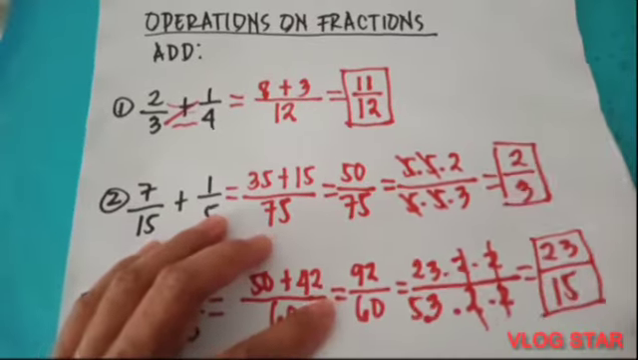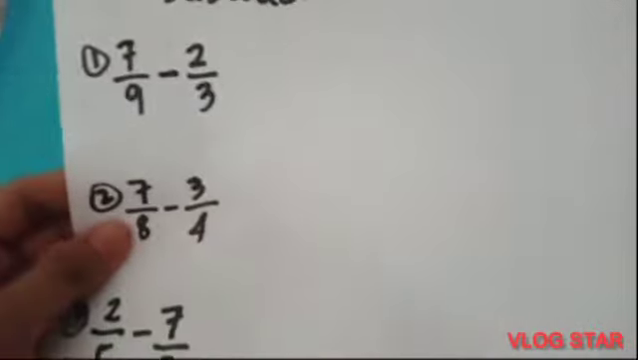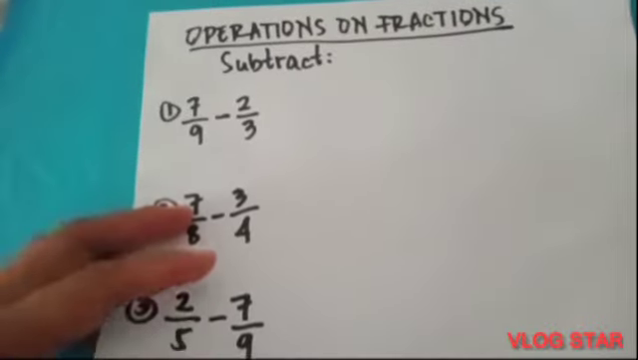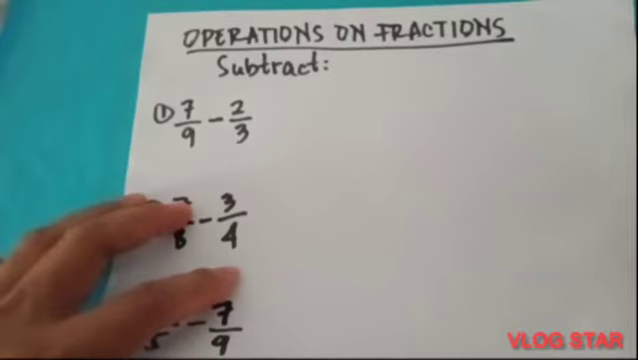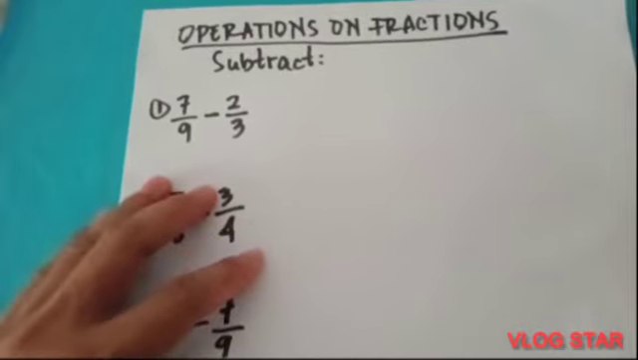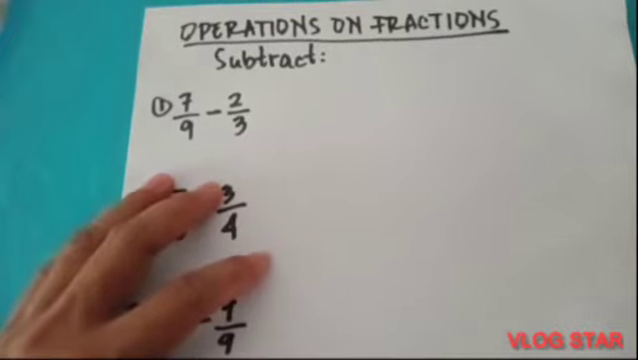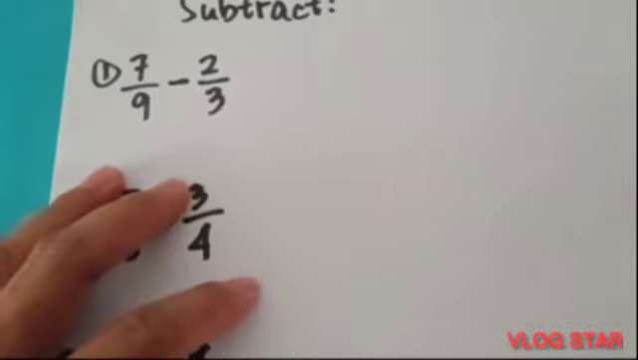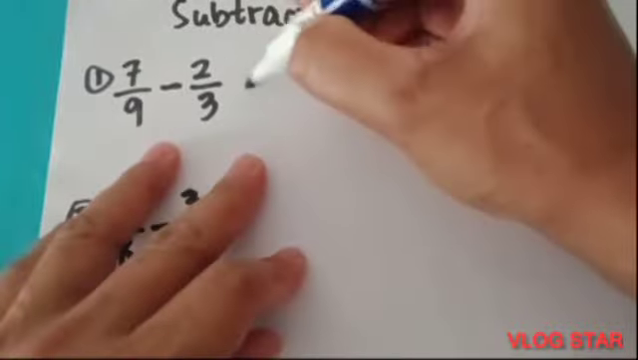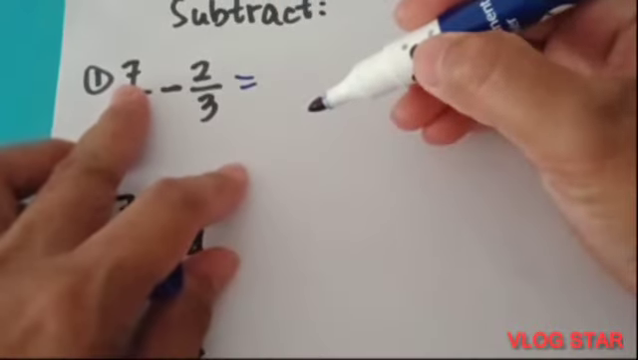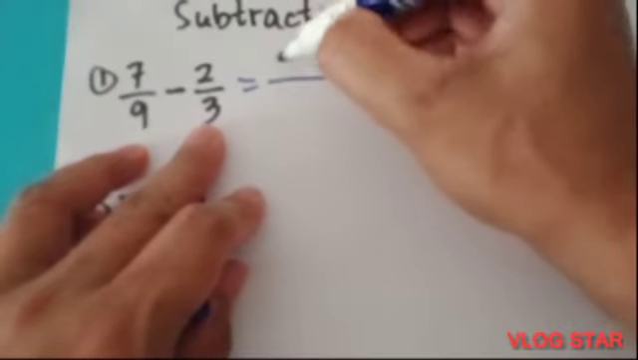Ngayon mga katuto, proceed na tayo sa subtraction ng fraction. So, ang formula o procedure ng subtraction ng fraction ay parehas lang ng sa addition ng fraction. So, ang una nating example ay 7 over 9 minus 2/3 is equals to, sabi natin, cross multiplying. So, 7 times 3 is 21.